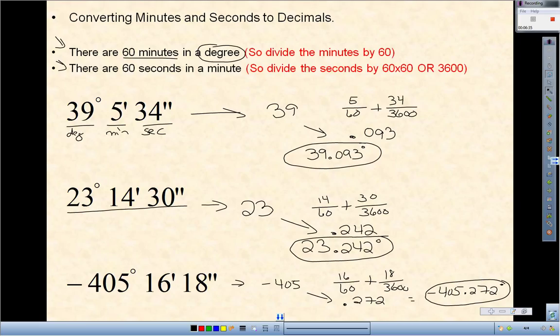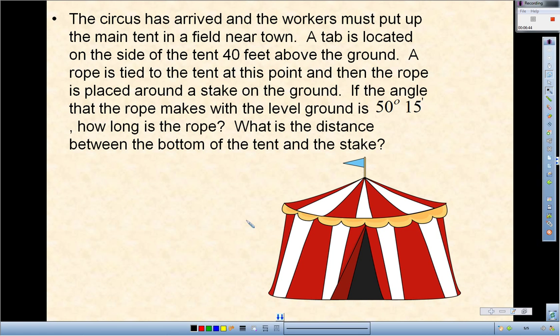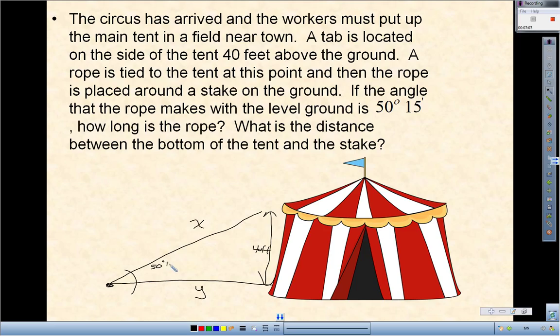Alright, so now that we know how to convert minutes and degrees, let's go back and revisit that problem one more time and draw this scenario again. So my tab that's at the top of this tent, this is 40 feet. I don't know how long the rope is, so I'm just going to call that X. I don't know how far the stake is from the bottom of the tent, so I'm going to call that Y. But I do know that this angle is 50 degrees and 15 minutes.